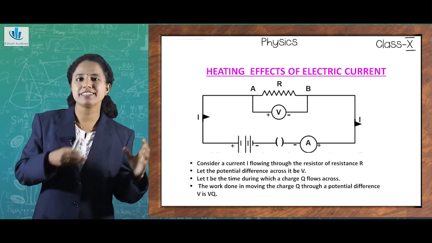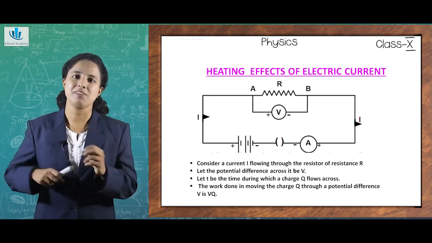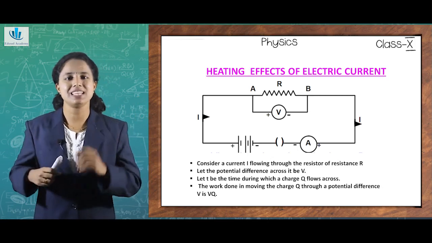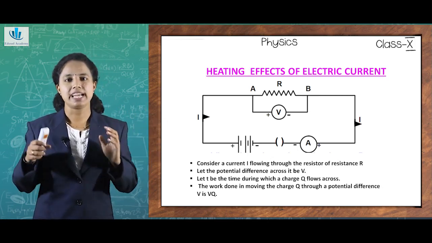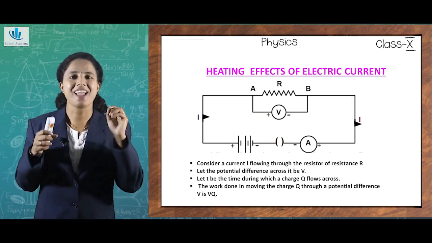So, along with the light energy, there is also some heat which is surrounding that particular device. So, the electric current is also having some heating effects. In order to identify that, this is a circuit diagram. In this, you can see the resistor which is denoted by R.